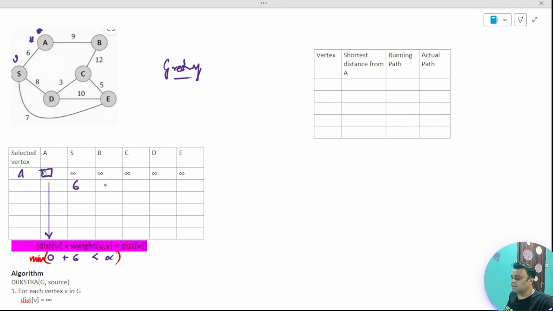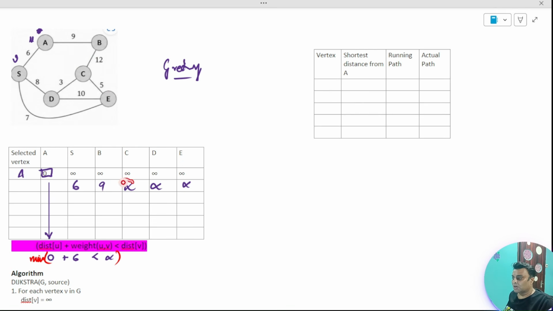So I have gone from A to S. I will go now from A to B, right? So there is one more way I can go. A to B is 9. 9 plus 0 is 9. And then 9 and infinity, the minimum is 9. For the rest, there is no path. From A, there is no other path to go to C, to go to D, to go to E. So I will put infinity there.